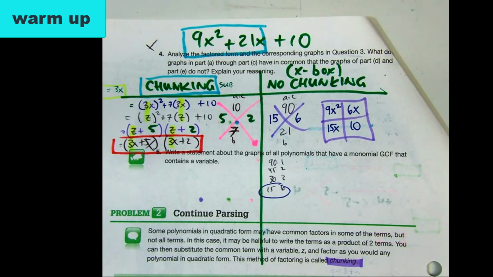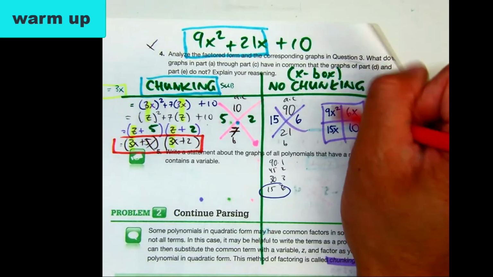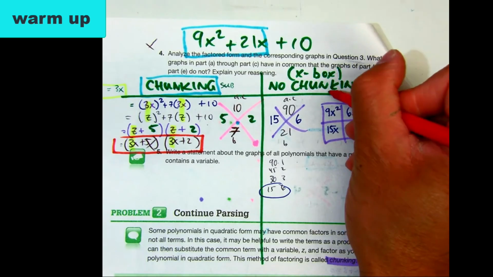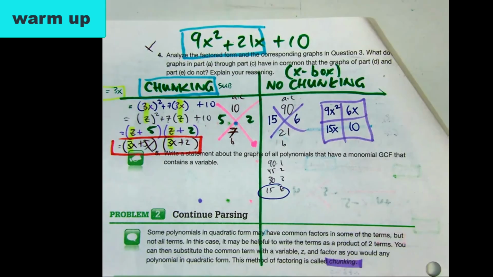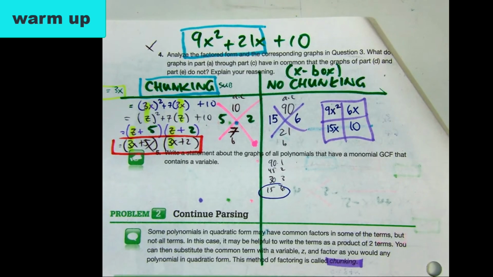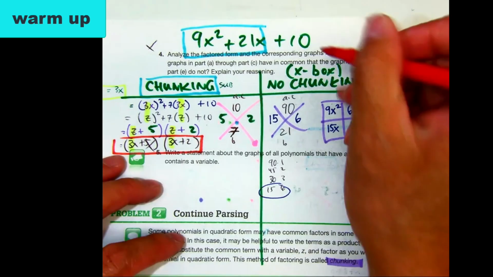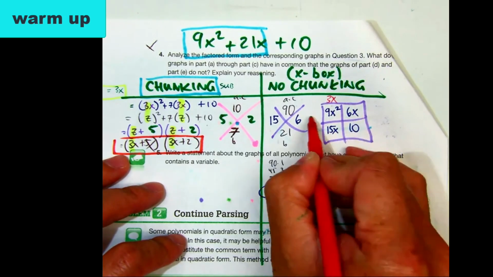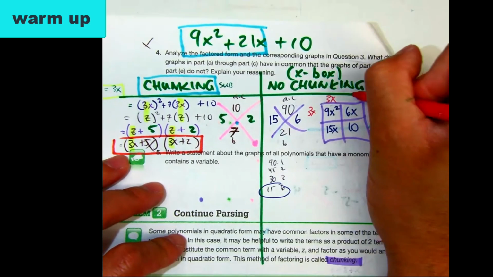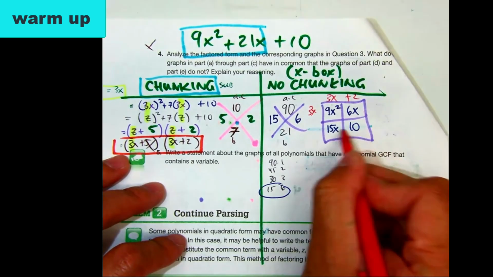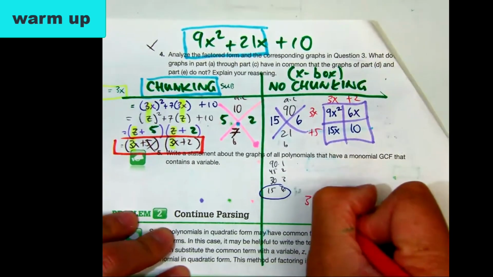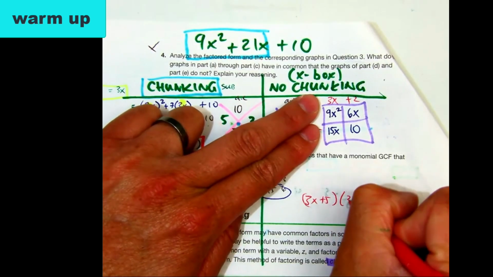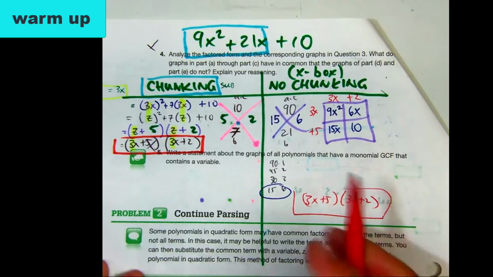Alex. Greatest common factor? Class, what's the greatest common factor? 3x. How about this direction? 3x. Greatest common factor? 2. Greatest common factor? 3x plus 5. 3x plus 2. Look. Same answer, right?